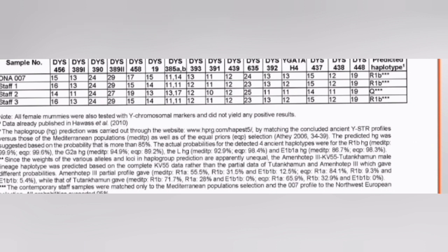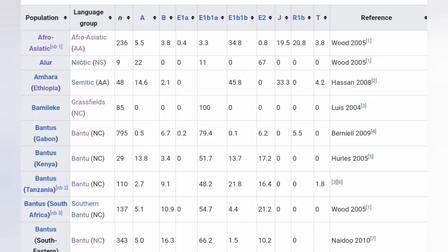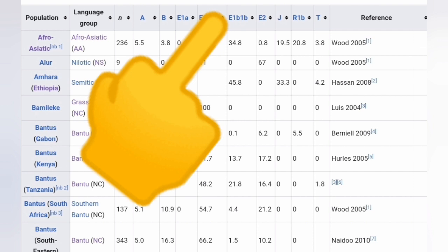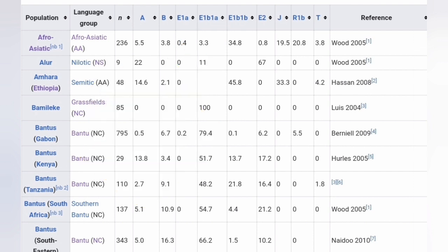And of course, R1b, I should have said this earlier. R1b, he has 31.5%, which, as we can see, there's a variant of R1b that is African, and there's a variant of R1b that is European. Now, which one is it that's being specified here? And then, of course, E1b1b, let's look it up since Tutankhamun has 12% of it. So E1b1b is fourth from the back. So let's see. The Afro-Asiatic have 34%. 45% is the Semitic, Ethiopians.